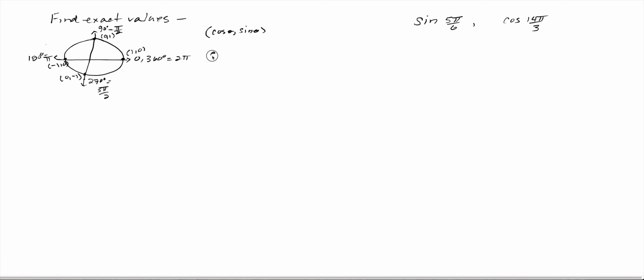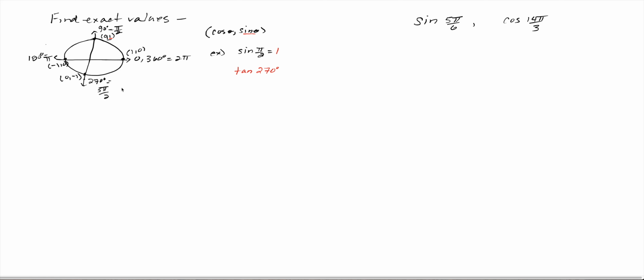So for example, if I was looking for, what is the exact value of, let's say, sine of pi over 2? Well, then I would think, okay, here's pi over 2. Here's the associated point. I know that sine is the y-coordinate of that point, so sine of pi over 2 is equal to 1.